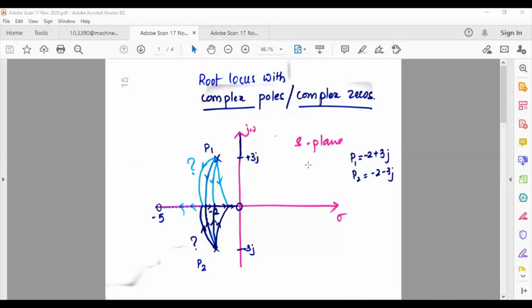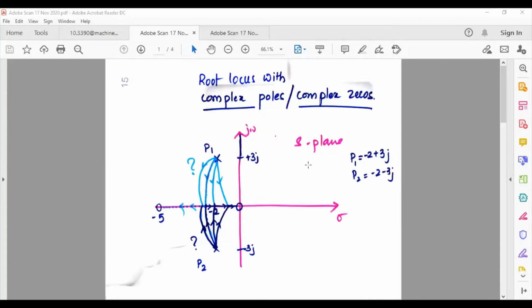Then we knew that the root locus is symmetrical about the real axis. We also knew that the root locus will never overlap. Then we found the asymptotes: the number of asymptotes, angle of asymptotes, and centroid of asymptotes. Then we found the breakaway and break-in points. Breakaway always occurs on the real axis between two real poles, and break-in always occurs on the real axis between two real zeros.